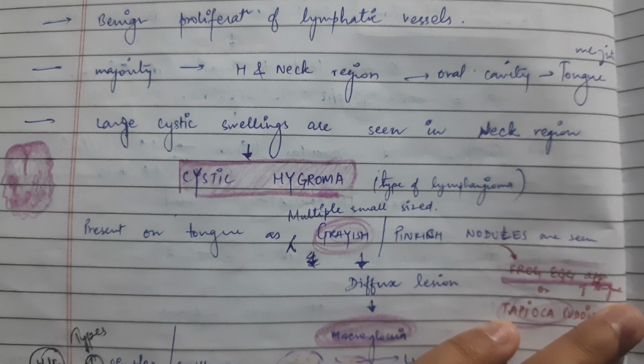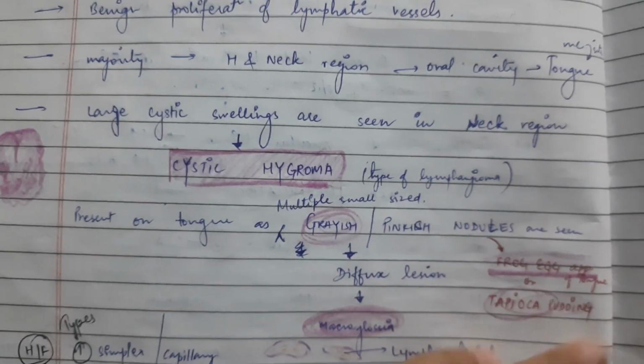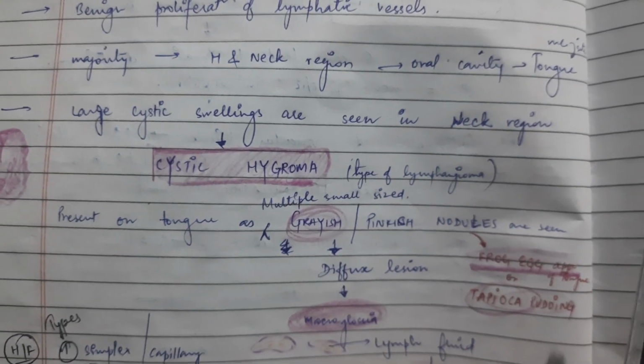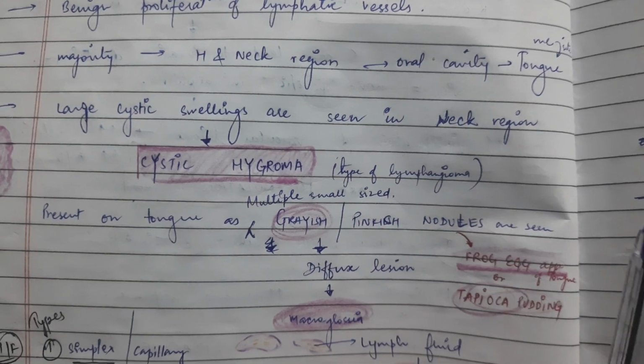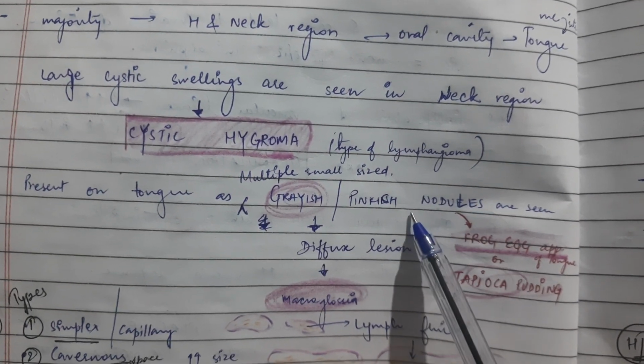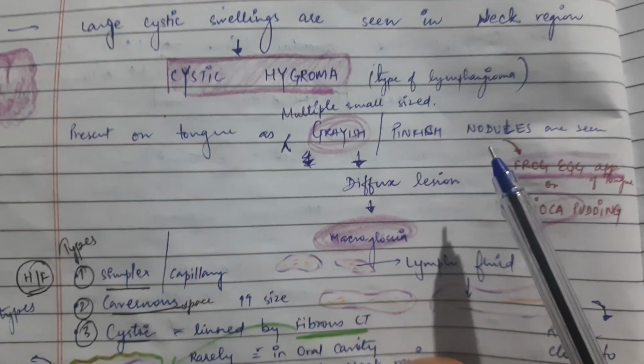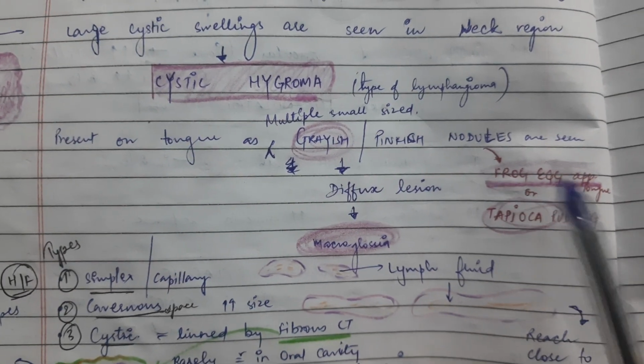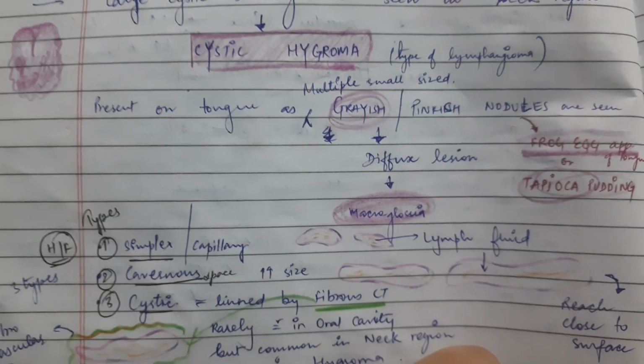On the tongue it is present as multiple small grayish-pinkish nodules, giving a diffuse frog egg appearance, or tapioca pudding appearance. If the lesion is diffuse, then macroglossia is seen. The lesion contains lymph fluid.